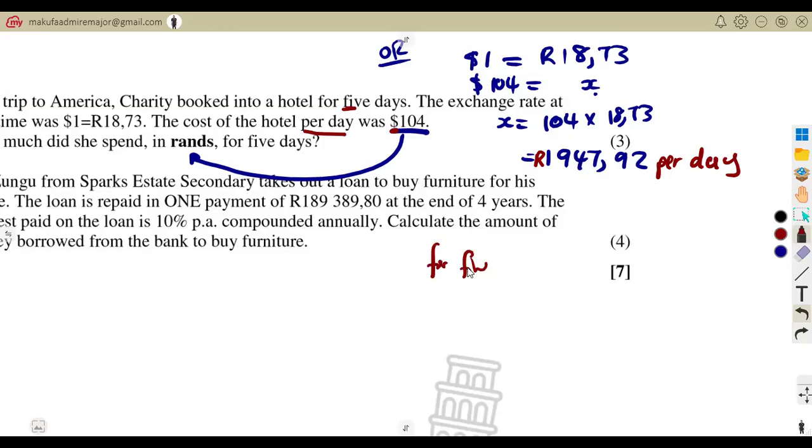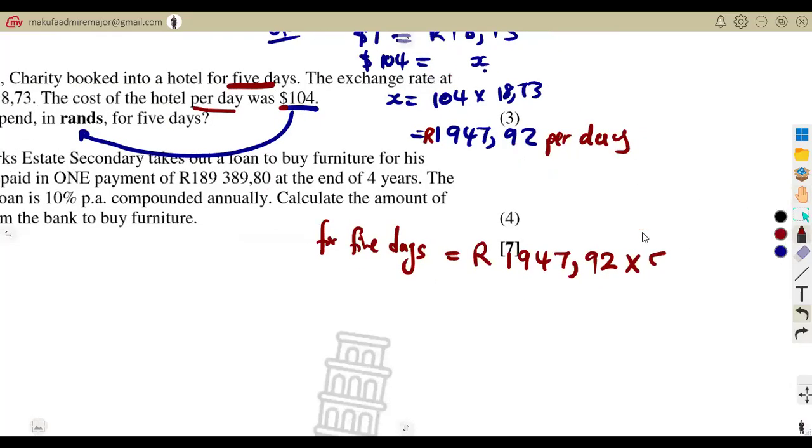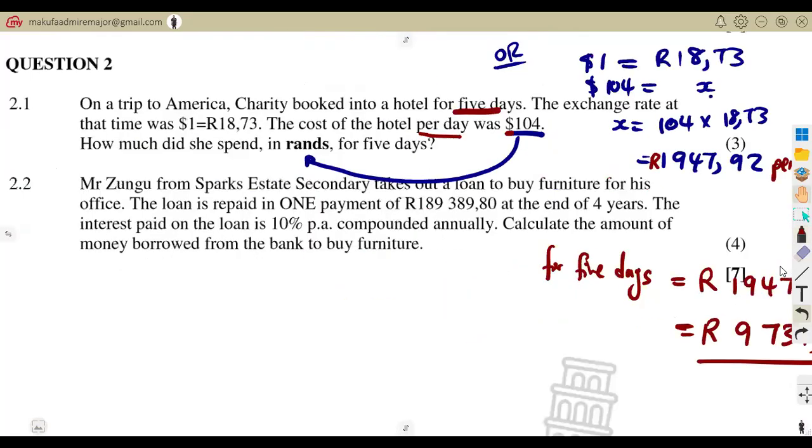So for 5 days, what is it going to be the amount? So for 5 days now, what are we going to do? We take the amount that is being paid per day, and we multiply it by the number of days, which is given by 5. So by multiplying this by 5, we are going to have the total amount, which is going to be 9,739.6. But this is money, so you're going to just put a 0 there, 60. 2 decimal places. You have the same answer as we had from that. So you choose, guys. It's up to you the way that you're going to calculate this.